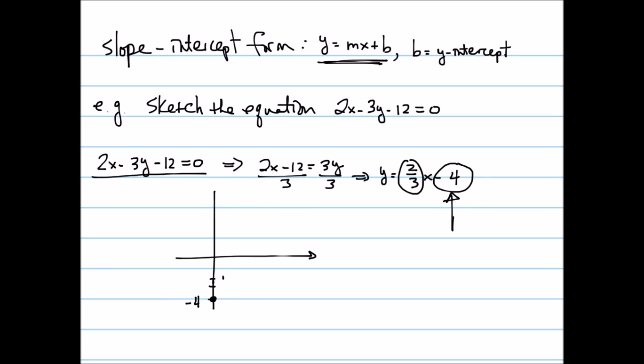I can either go up 2 units and run over to the right 3 units to reach the second point, or I can actually go the other way. I can go down 2 units and then over to the left 3 units to reach this other point. If you actually connect all these points, you get the graph of the line.